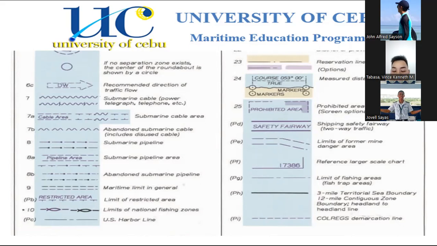PF, reference to larger scale chart. PG, limit of fishing area or fish trap areas. PH, three-mile territorial sea boundary or 12-mile contiguous zone boundary. Headland to headland line. PI, COLREG demarcation line. Next.